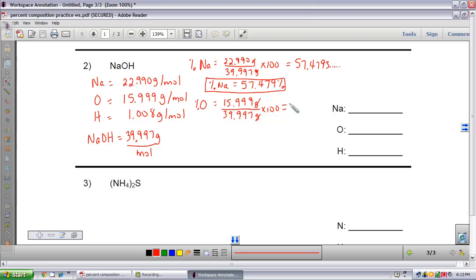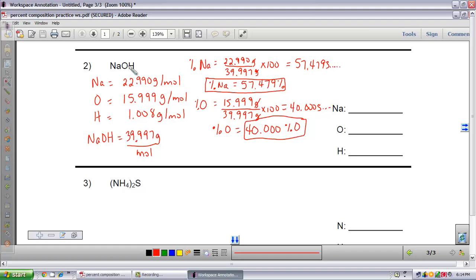Divided by 39.997 times 100, and you get 40.0005, and then more numbers. So the percent oxygen here is going to be also 5 sig figs. So 1, 2, 3, 4, 5, and that's the percent oxygen. Okay. So this is your percent composition of oxygen.